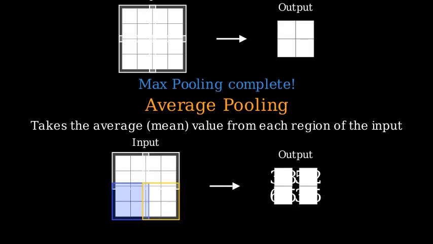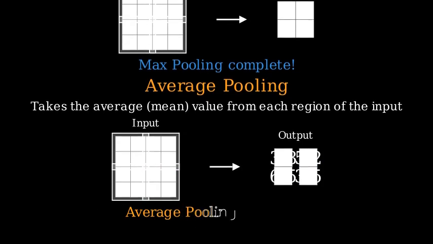For the bottom left region, the average is 9 plus 3 plus 6 plus 8, divided by 4, which equals 6.5. This becomes the bottom left output value. And finally, for the bottom right region, the average is 1 plus 2 plus 7 plus 4, divided by 4, which equals 3.5. This completes our output feature map. Notice how average pooling produces smoother values compared to max pooling, as it considers all values in the region rather than just the maximum.